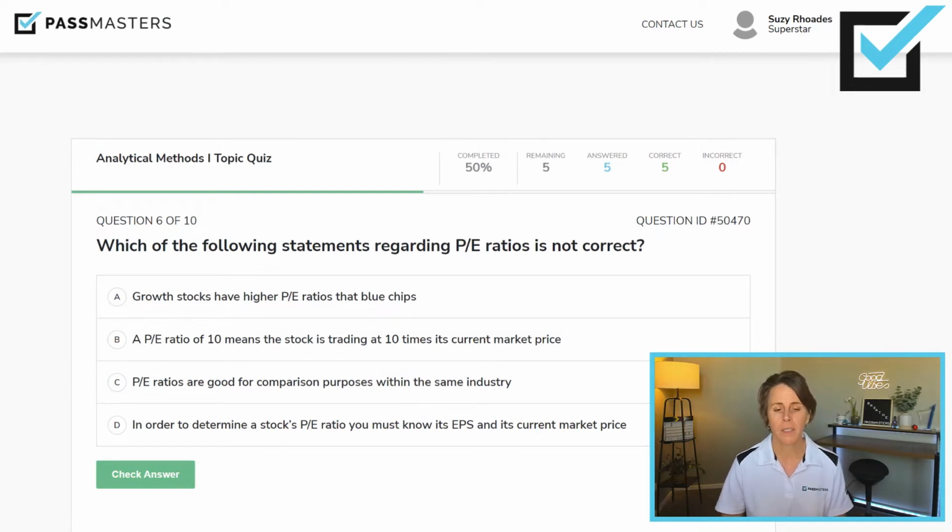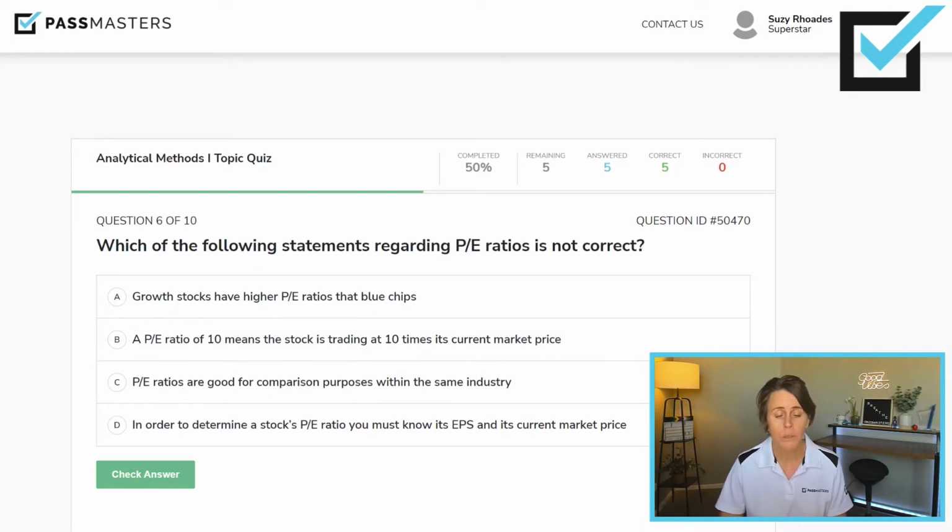Which of the following statements regarding price-earnings ratios is not correct? Growth stocks have higher PE ratios than blue chips. That is true. That is correct. Growth stocks have low to no earnings and pretty high prices. They're stocks, so that you end up with a high PE ratio. The market price is a high multiple of low to no earnings, or maybe even negative earnings.